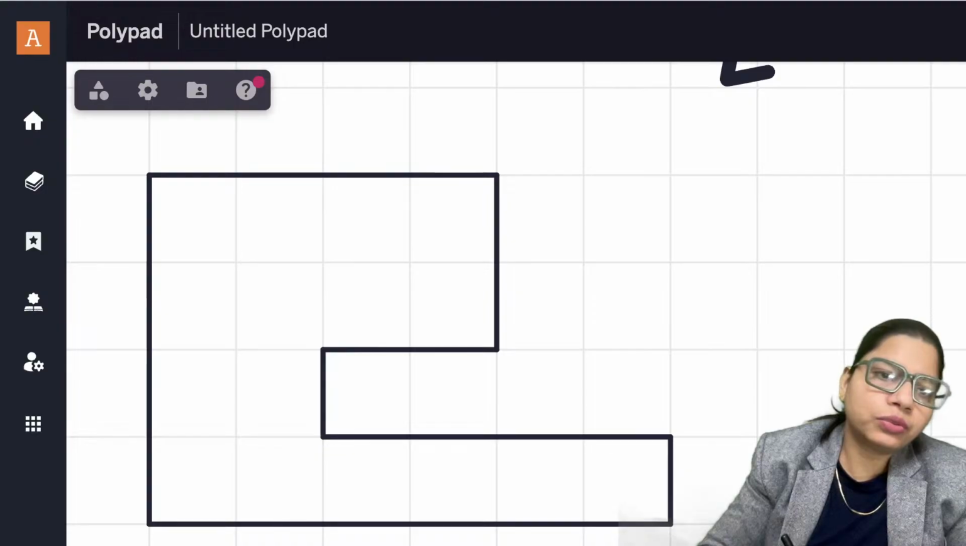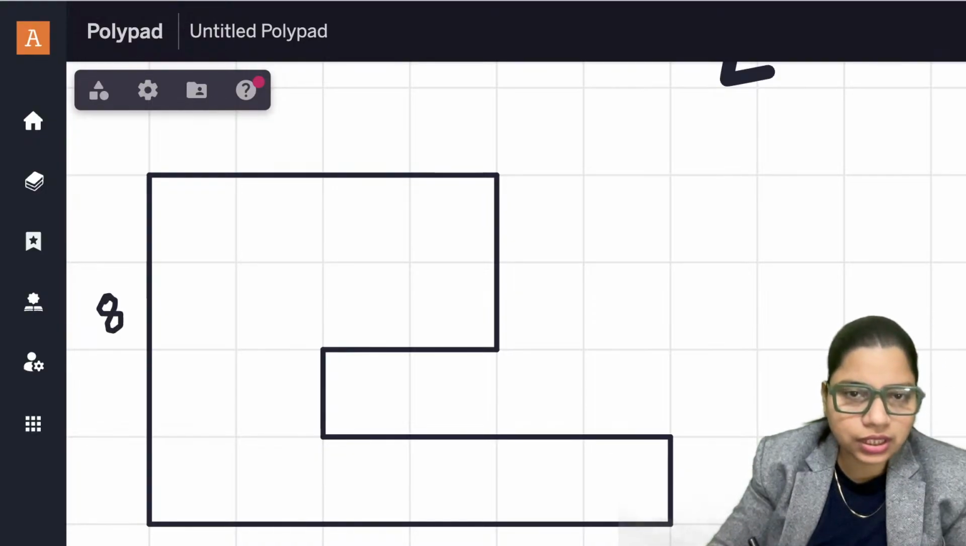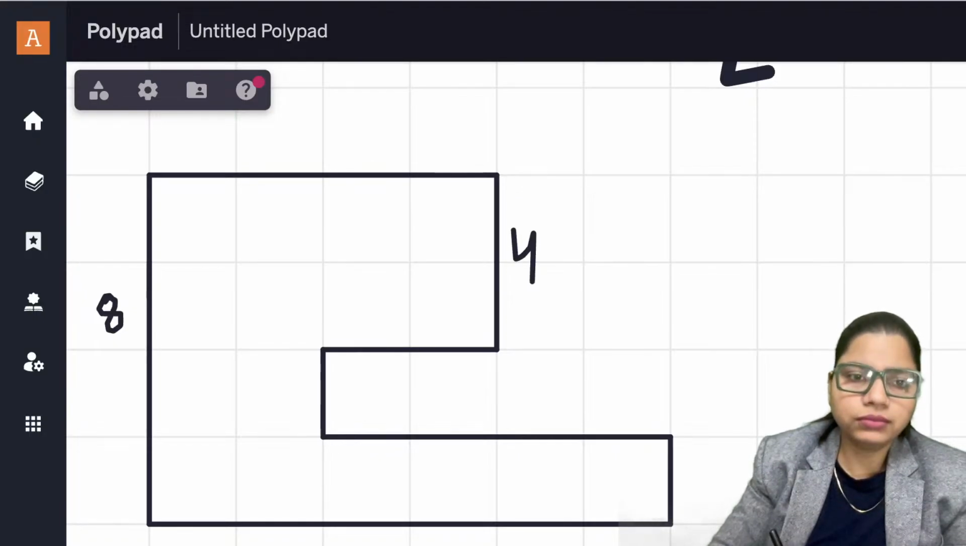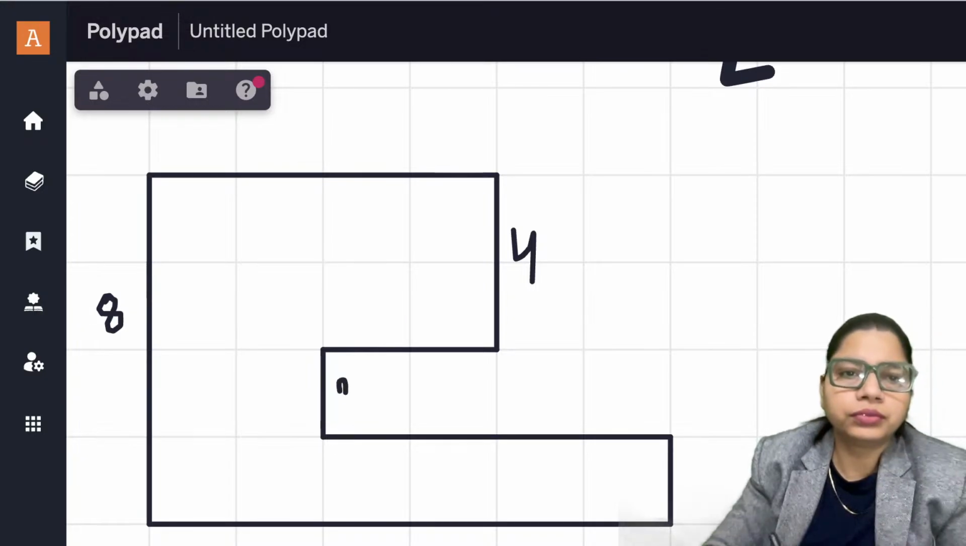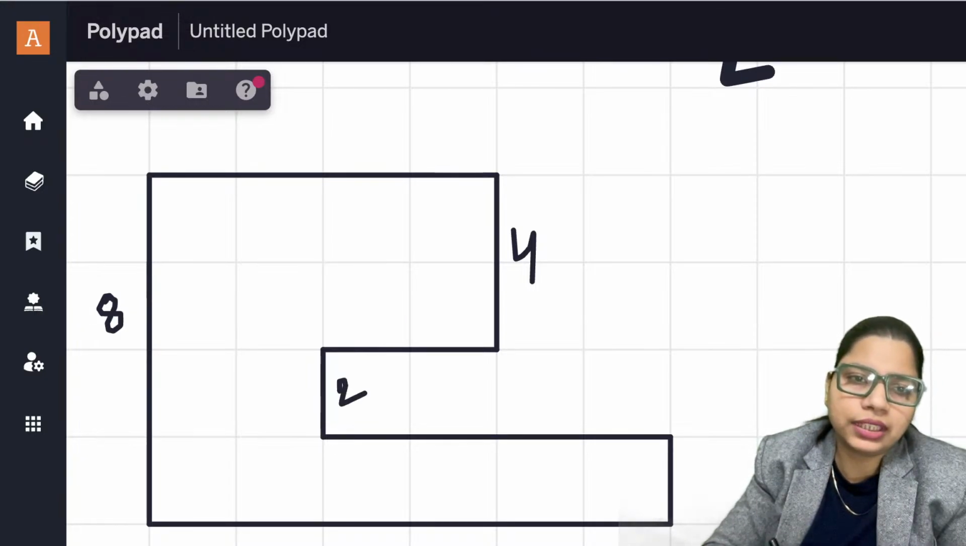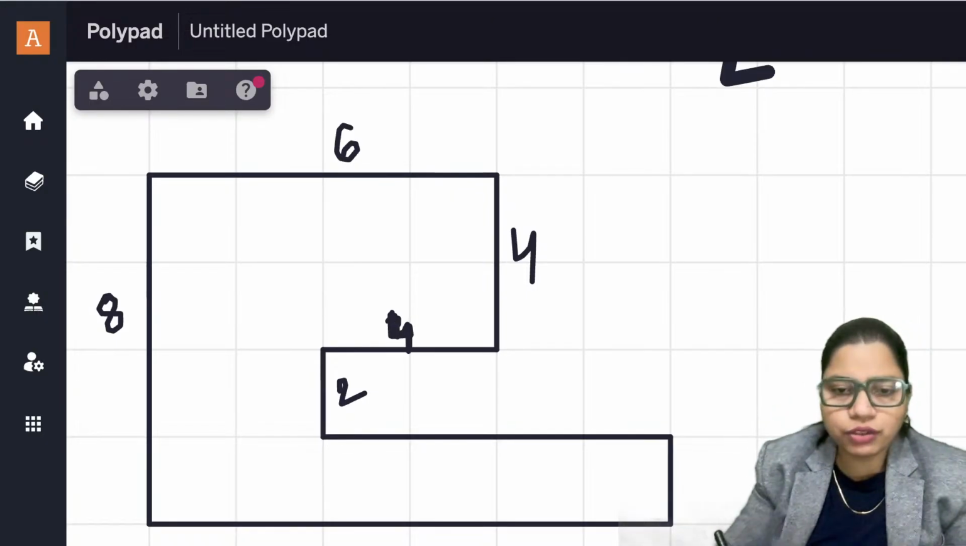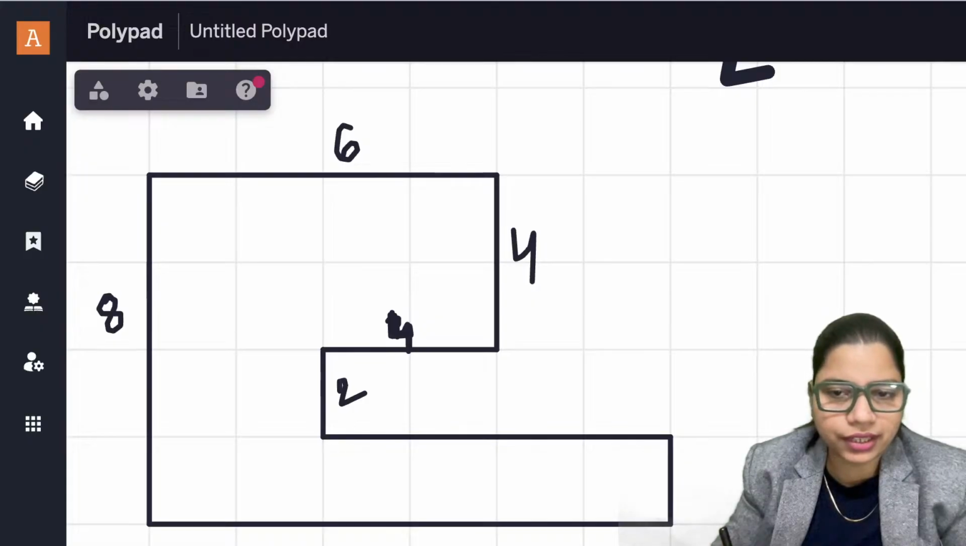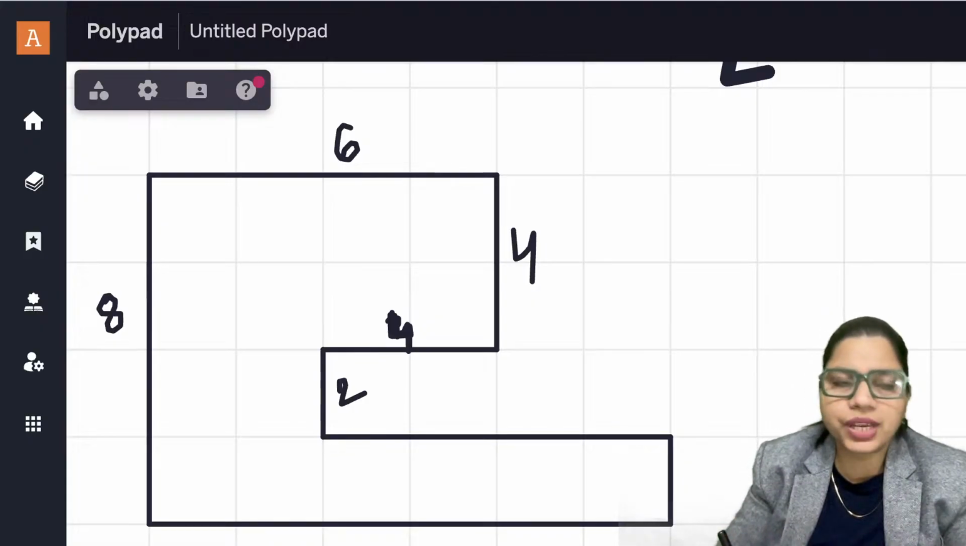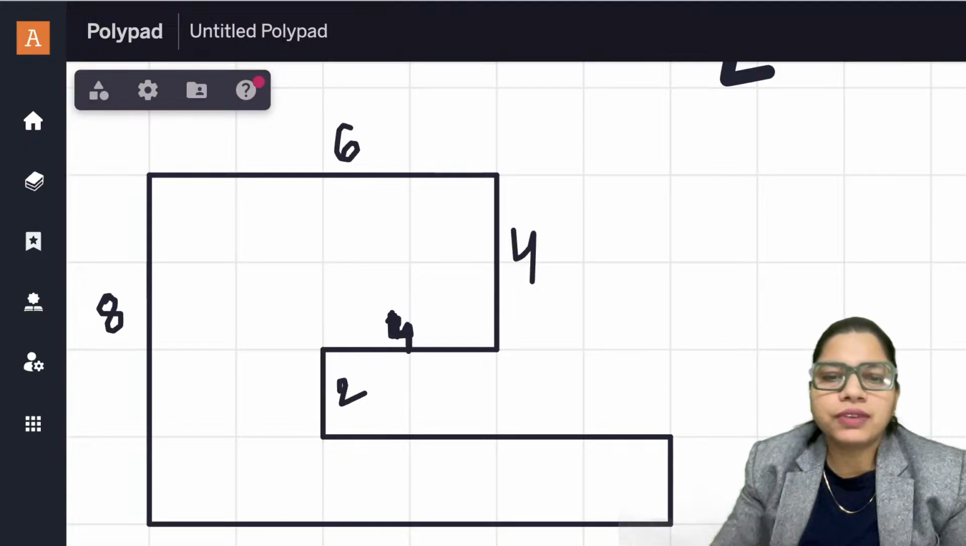अगर मैं आपको बोलती हूँ ये 8 centimeters है, this is 4, this is 2, this is 6, this is 2, no, this is 4. ओके, नाउ अभी आपको मिसिंग साइड्स की वैल्यू फाइंड आउट करनी है, उसका पेरीमीटर और एरिया फाइंड आउट करना है. दिस इज व्हाट द क्वेश्चन इज. लेट्स डू वन एट अ टाइम.